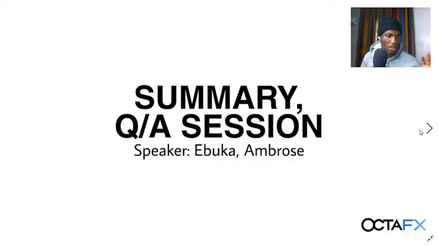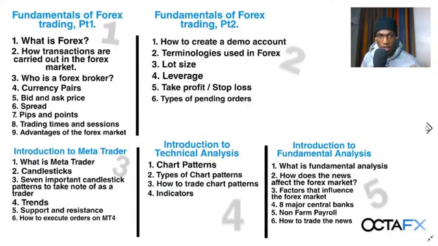So I'm just going to do a summary of the last 5 topics that we've treated. The first one was fundamentals of forex trading, which was part 1. We defined forex, and we also talked about how transactions are carried out in the forex market. We talked about a forex broker. We looked at currency pairs, bid and ask price, spread, pips and points, trading times and sessions, and we talked about the advantages of the forex market.